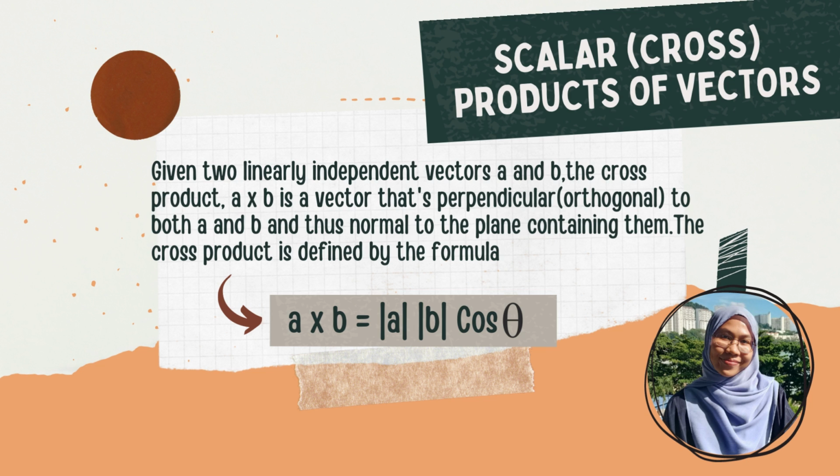Okay, so now we're moving to scalar cross product of vectors. So what is scalar cross product of vectors? Given two linearly independent vectors A and B, the cross product A multiplied by B is a vector that's perpendicular to both A and B and thus normal to the plane containing them. The cross product is defined by the formula A multiplied by B is equal to magnitude A times magnitude B times cos theta. The formula is the same as the geometrical scalar dot product of vectors, right?